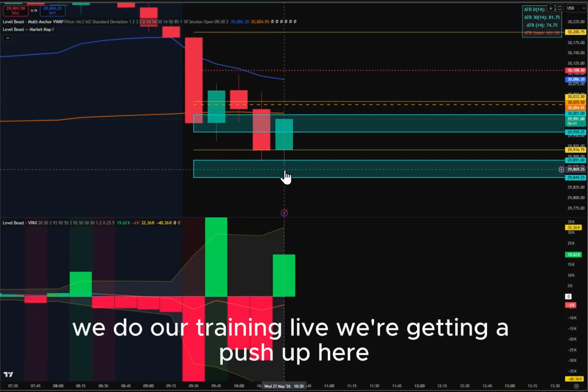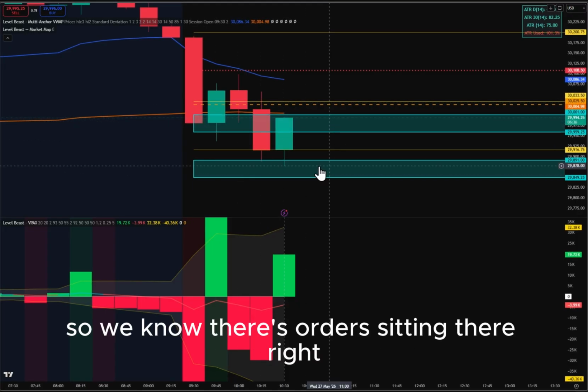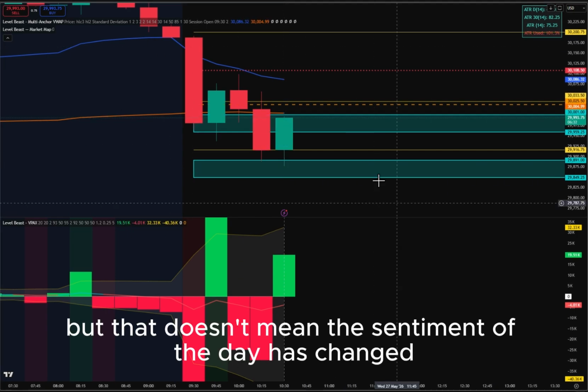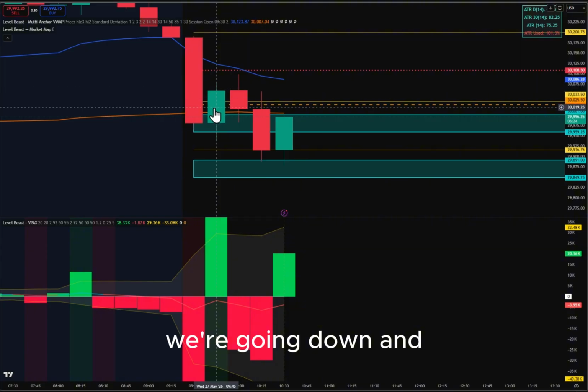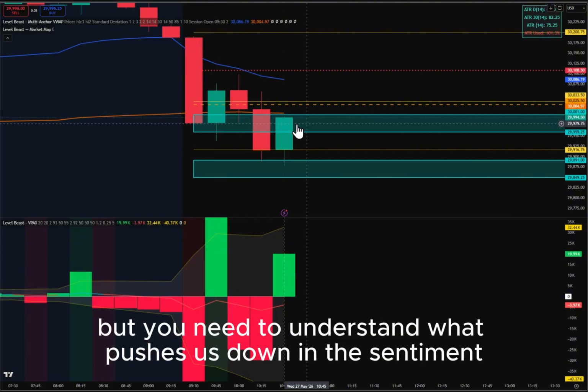See, we have a little push up here. Live in the market right now, we do our training live. We're getting a push up here. See, there's the zones. So we know there's orders sitting there, and we know that they're going to react. But that doesn't mean the sentiment of the day has changed. Now, the amateur trader or the new trader will just focus on trend and say we're going down. And that's fine. But you need to understand what pushes us down in the sentiment.